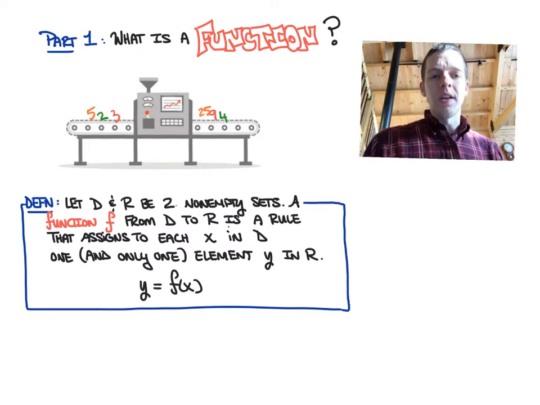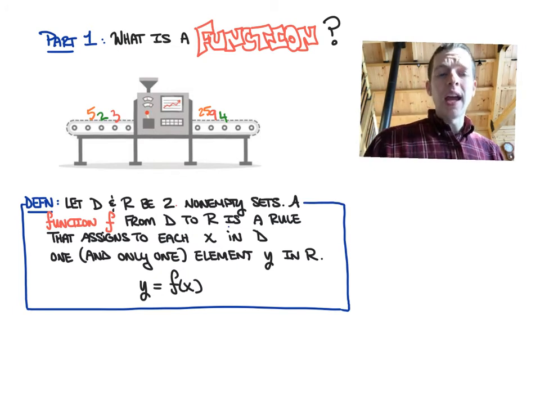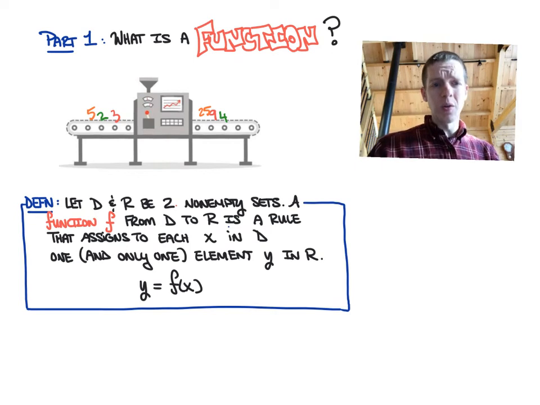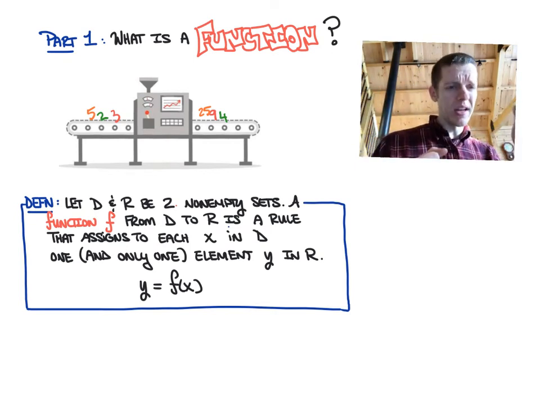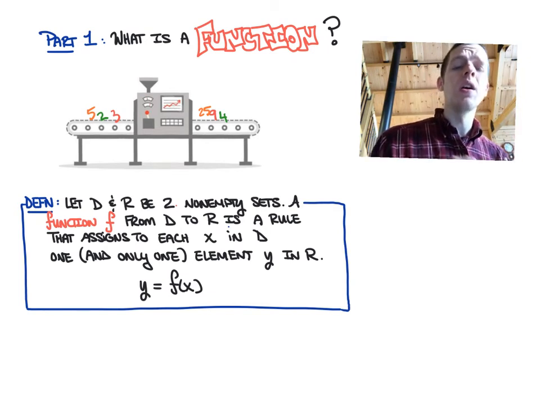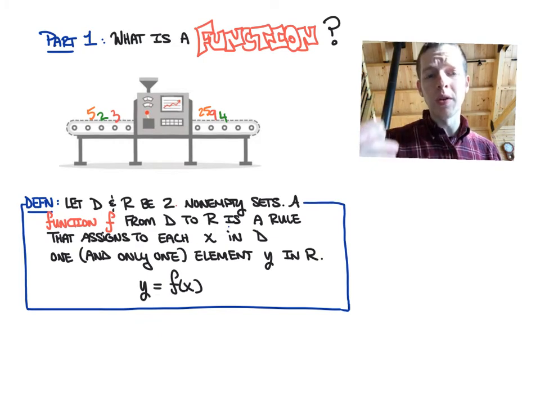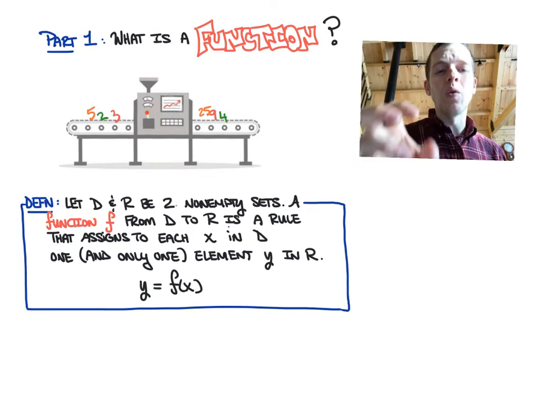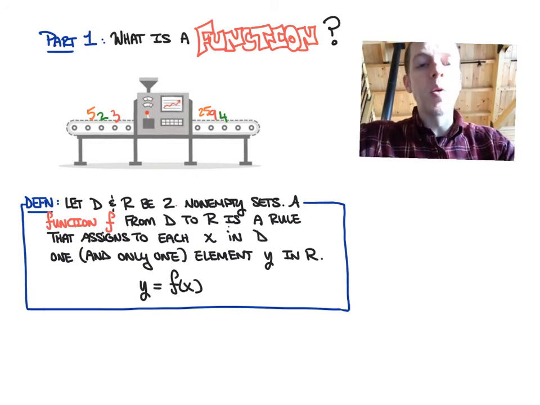So let's look at the definition. The definition says you have two sets, D and R, and the function takes something from D and brings it to R. So it takes your input from D, a set of numbers, and gives you an output in this other set, R. The function is a rule that assigns to every x that you put in from the domain, from D, which we'll call the domain, one and only one element, one output, call it y, in the range R. So we'll go back up to our picture here.